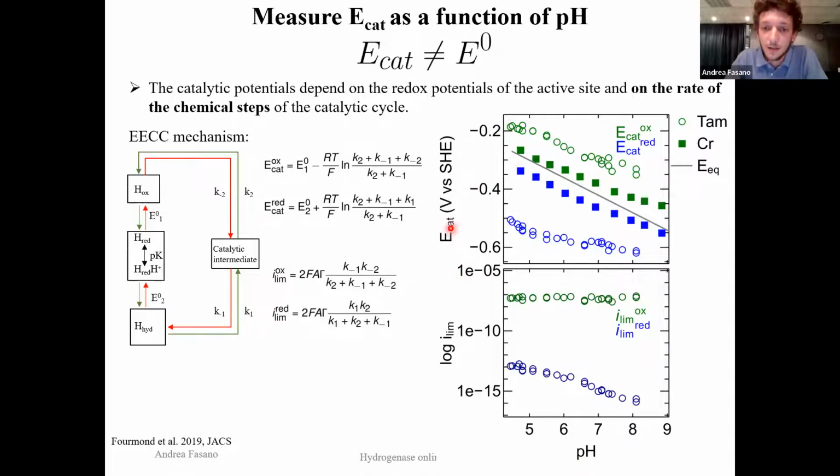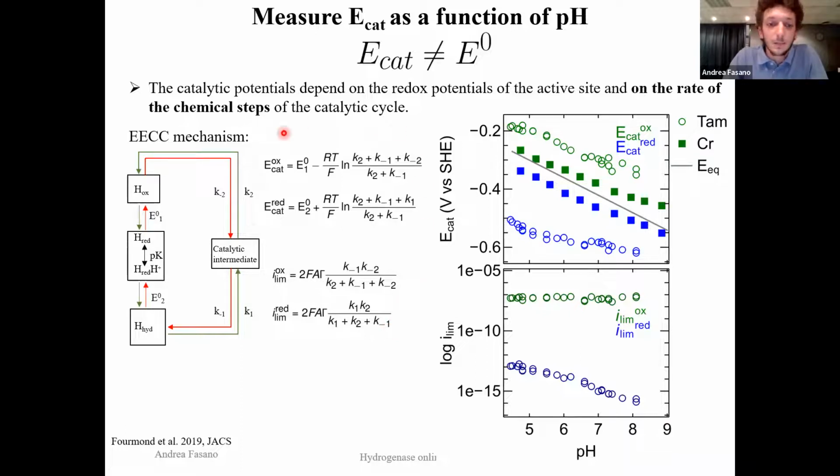What I show here is the catalytic potential as a function of proton concentration for the reversible enzyme in circles, and the very reversible enzyme from Chlamydomonas reinhardtii in squares. And in the bottom panel, I just show another parameter, which is the limiting current that I can obtain from my fitting procedures. That again depends on the rate constants of the chemical steps. So it is just another parameter I can use to understand what is going on in the catalytic cycle of hydrogenases. So to really gain information from this plot, we need a model that describes how the catalytic potential and the limiting currents depend on proton concentration.